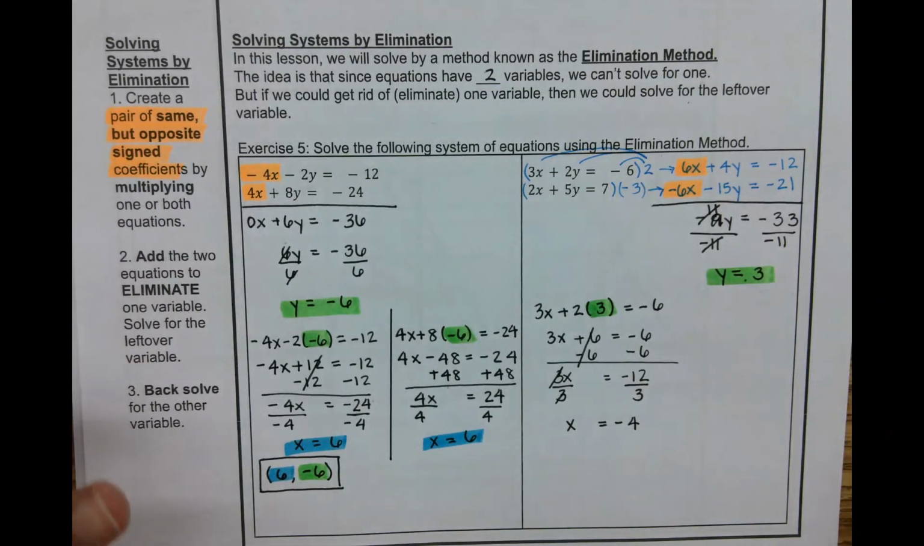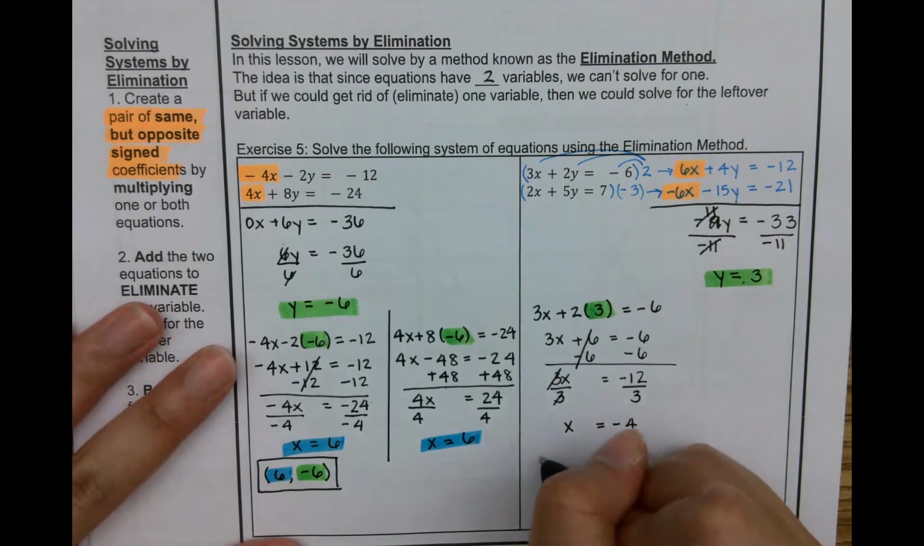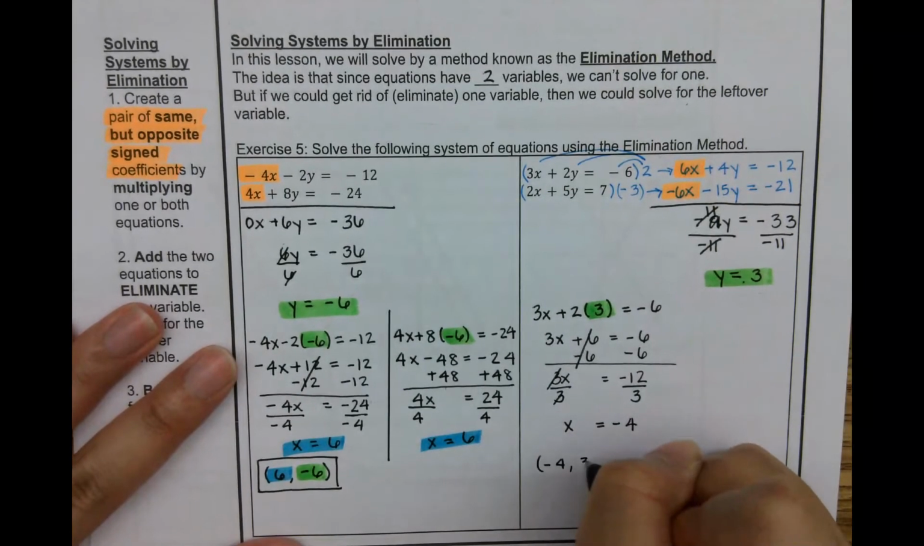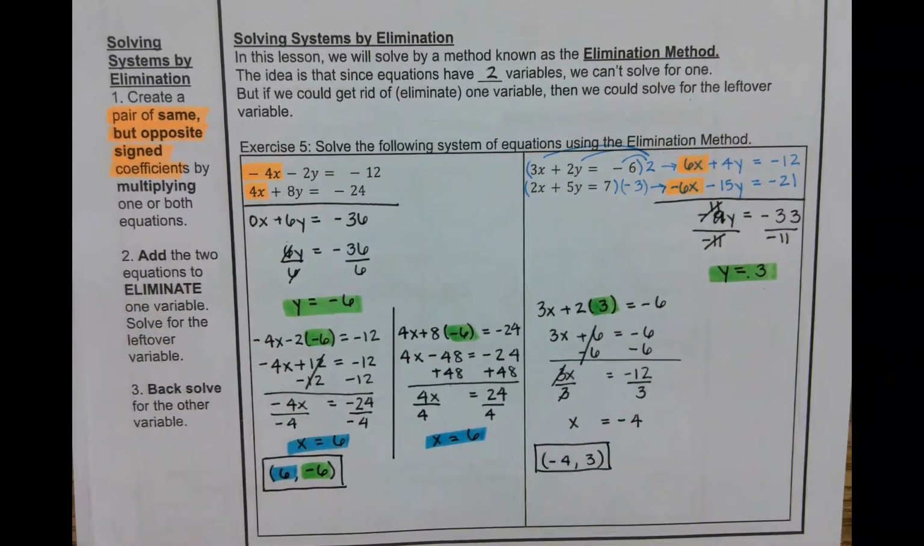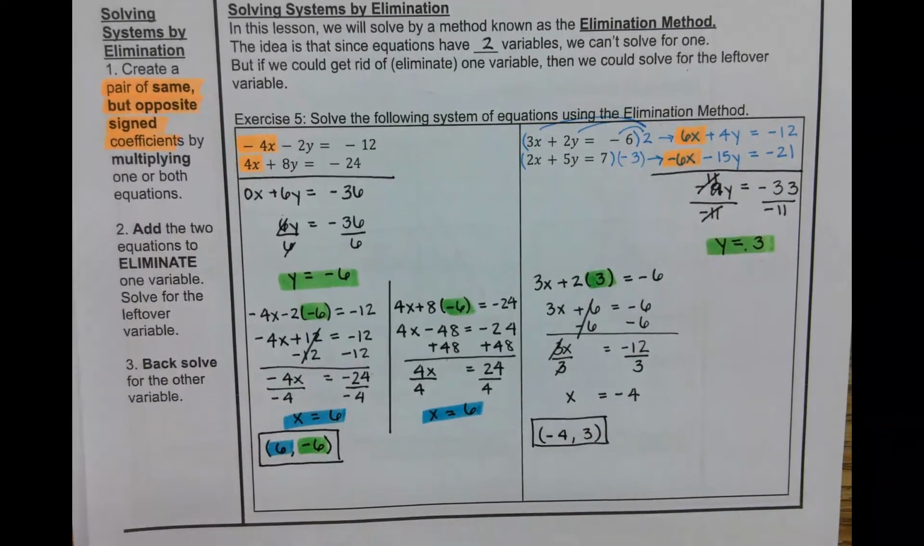Okay. If you're unsure about your answer, you can plug it back in and check. Okay, so here my answer is negative 4 comma 3. Okay. If I plug it in, both of them work. Okay. So let's try the next one. So let's flip.